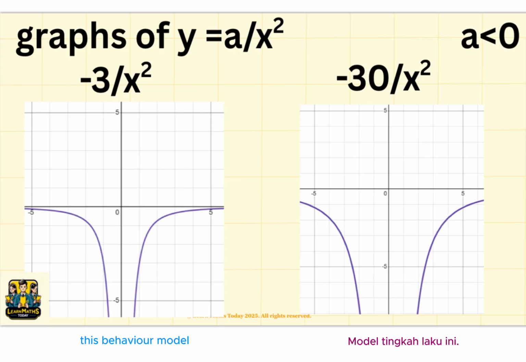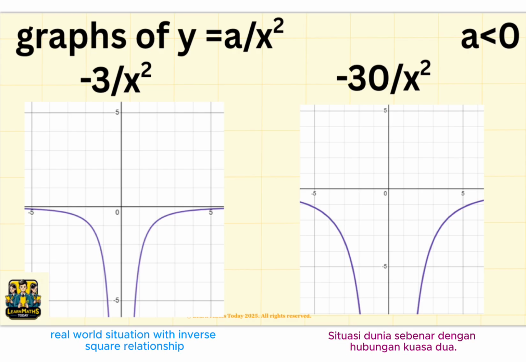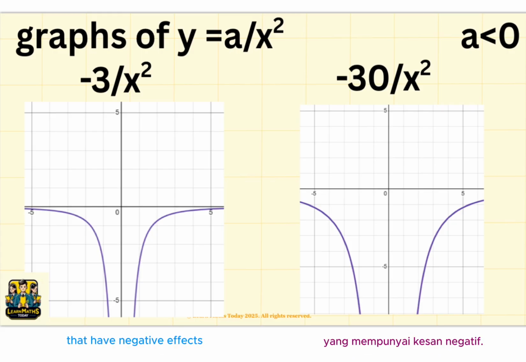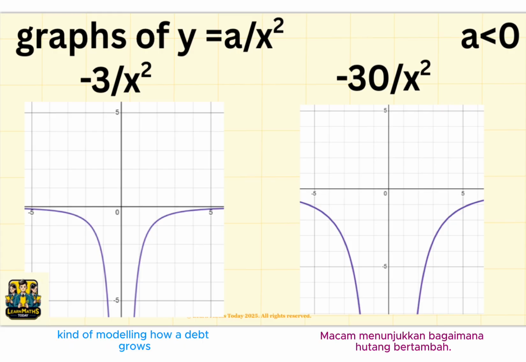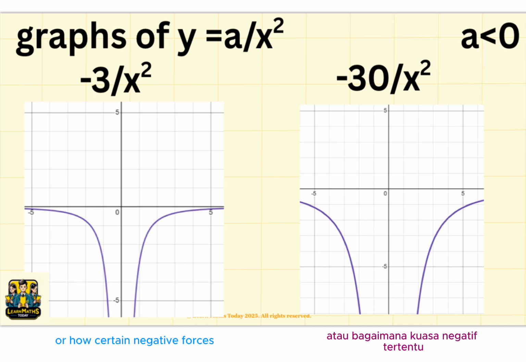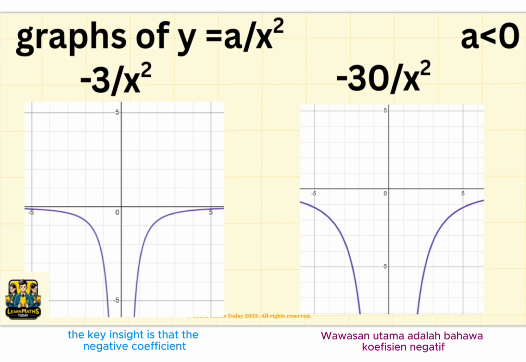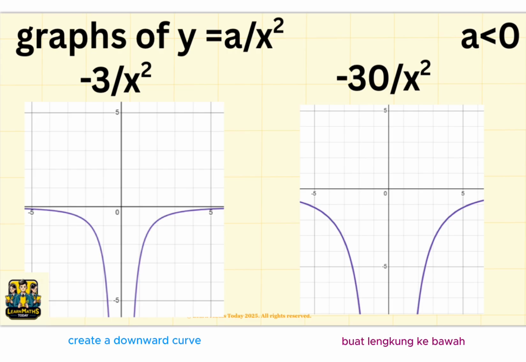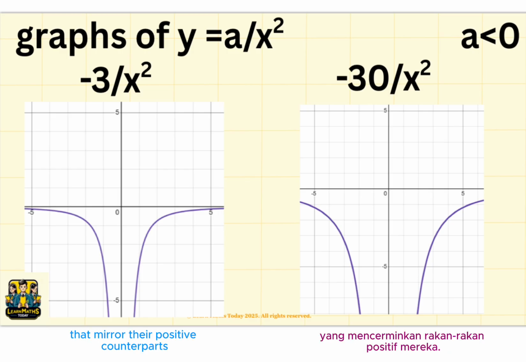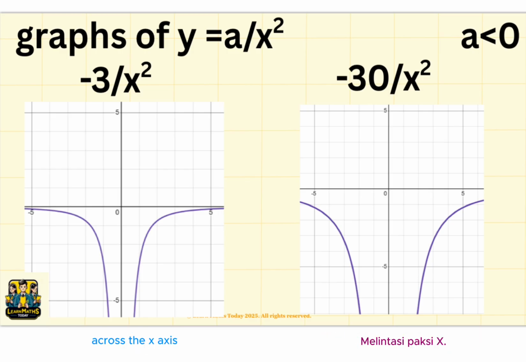This behavior models real-world situations with inverse square relationships that have negative effects. Kind of like modeling how a debt grows with the inverse square of payment frequency, or how certain negative forces decrease with the square of the distance. The key insight is that the negative coefficient creates a downward curve that mirrors its positive counterpart across the x-axis.